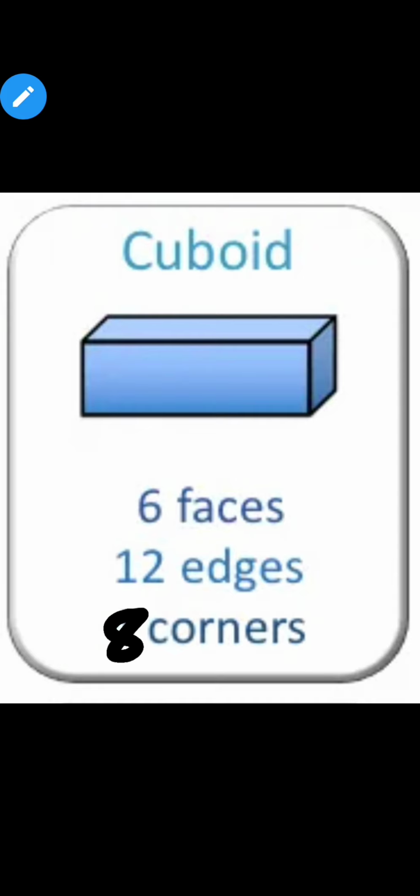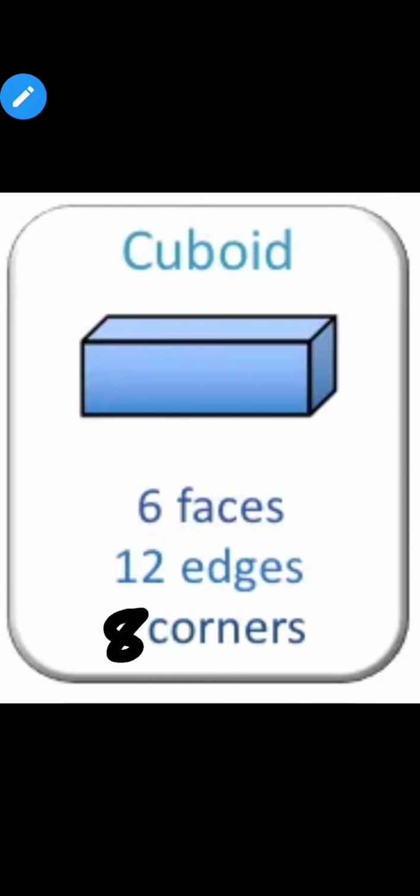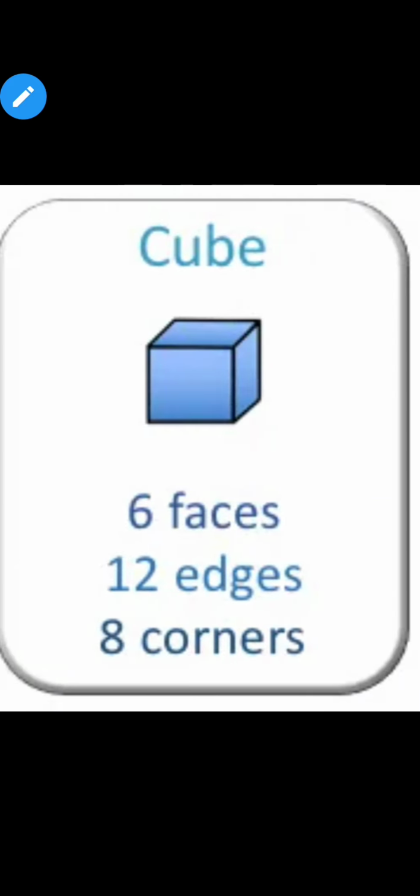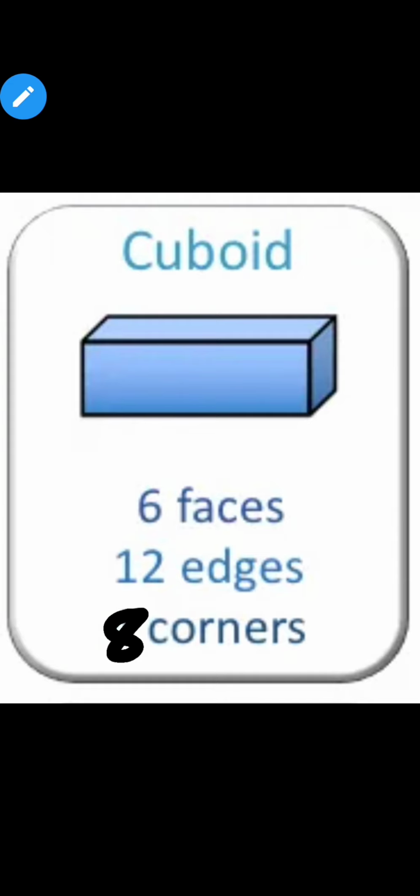Now if you look at the second shape, that is a cuboid, it also has 6 faces, 12 edges, and 8 corners. So it has the same properties as the cube, right? 6 faces, 12 edges, 8 corners. The only difference here is that in a cube, all the faces, all the sides are equal. It is made up completely of squares, so all the sides are equal and all the faces are equal. But in a cuboid, only the opposite sides are equal, just similar to a rectangle. So if you look at the animation that I'll show you now, I think it will be clear.